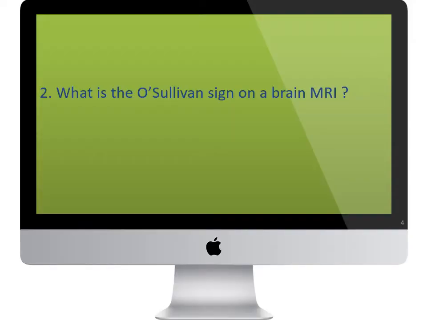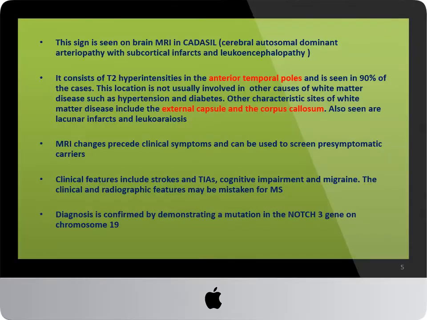What is the O'Sullivan sign on a brain MRI? This sign is seen on brain MRI in CADASIL. It consists of T2 hyperintensities in the anterior temporal poles and is seen in 90% of cases. This location is usually not involved in other causes of white matter disease such as hypertension and diabetes.